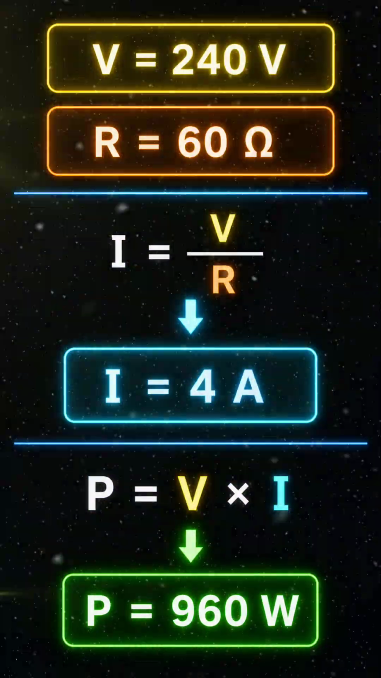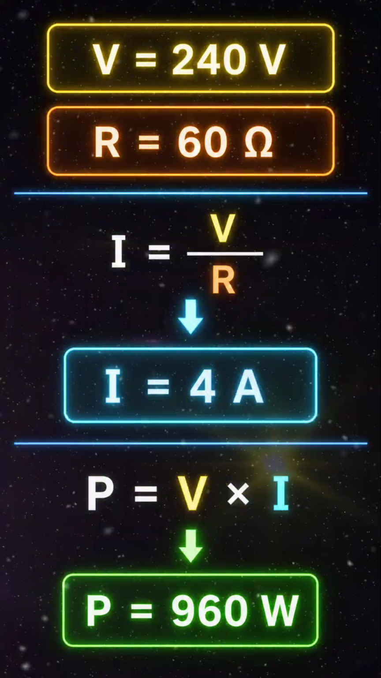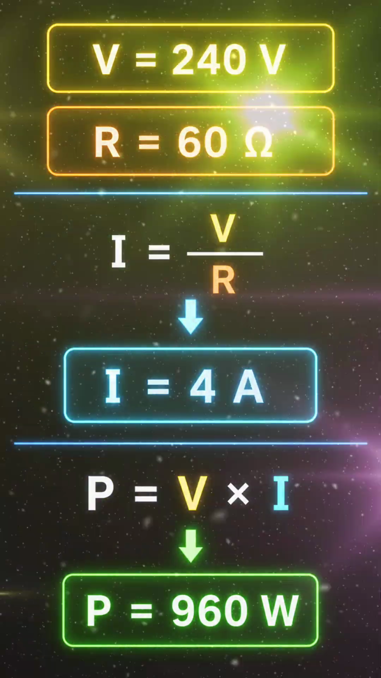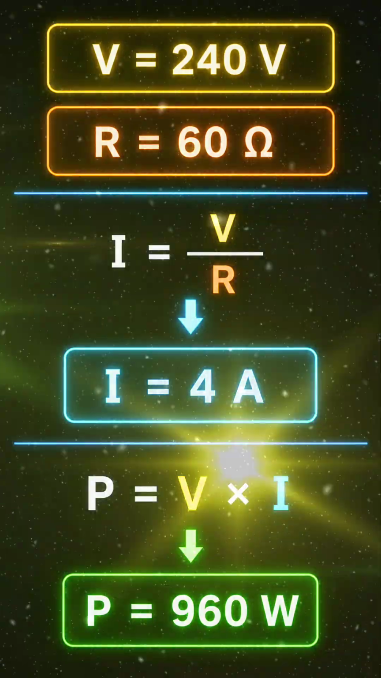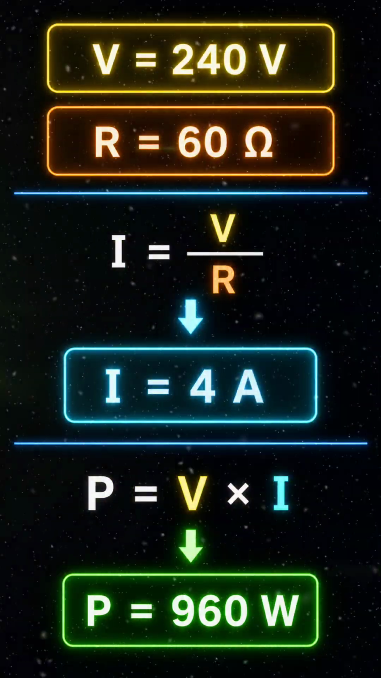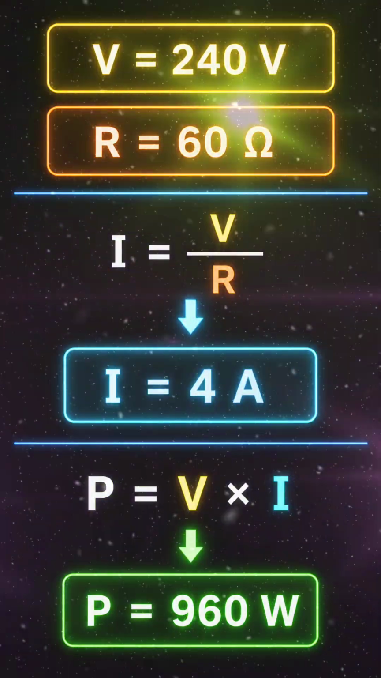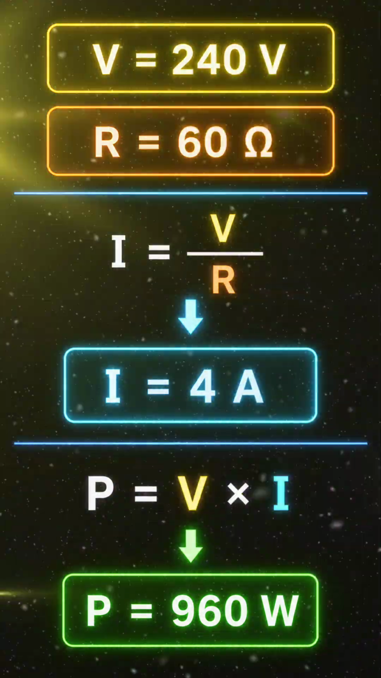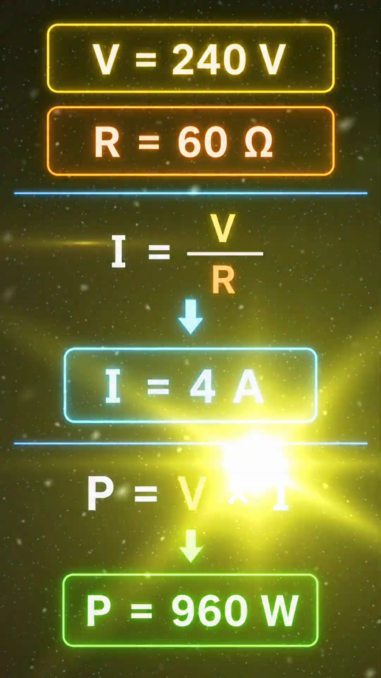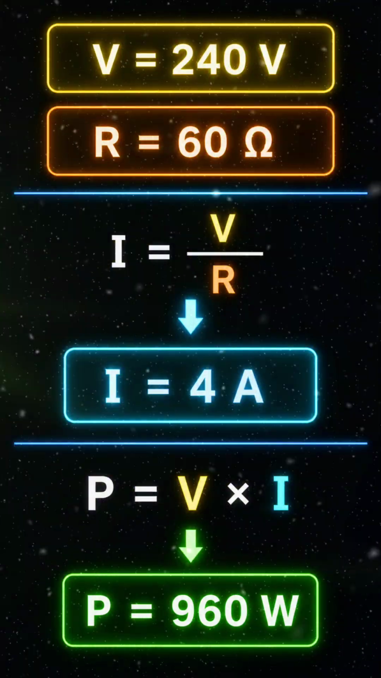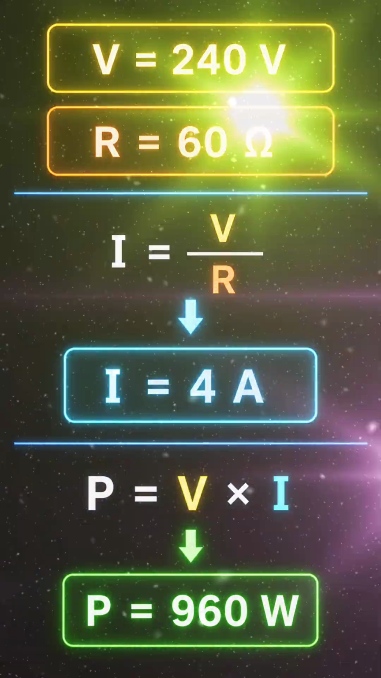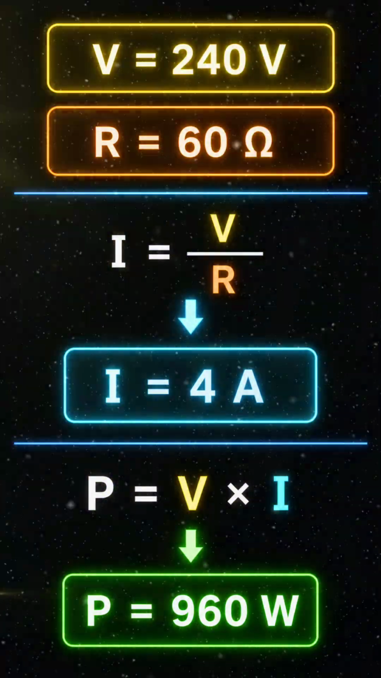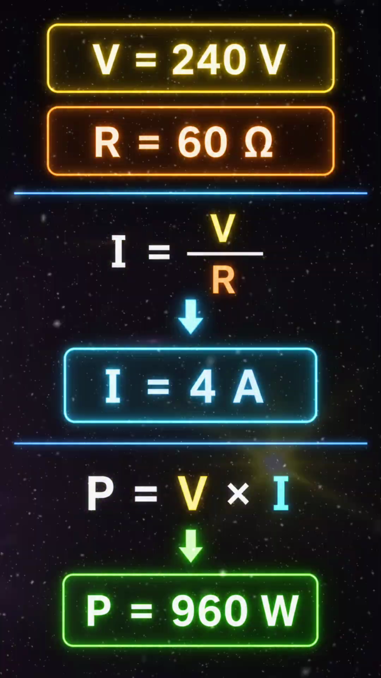Now let us also find the power, using the power formula. P equals V multiplied by I. Putting the values, P equals 240 multiplied by 4, P equals 960 watts. The power is 960 watts. This is exactly how electrical engineers calculate current and power in real substations every single day. This is not just a classroom formula. This is real engineering.